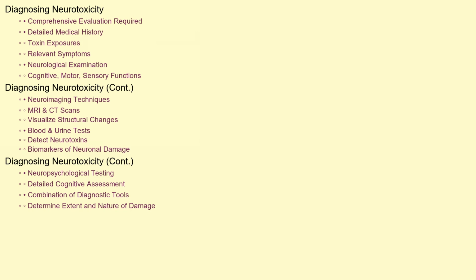Diagnosing neurotoxicity can be complex, often requiring a comprehensive evaluation. This typically involves a detailed medical history, including information about potential toxin exposures and relevant symptoms. A thorough neurological examination is essential to assess cognitive, motor, and sensory functions. Neuroimaging techniques such as MRI and CT scans can help visualize structural changes in the brain. Blood and urine tests may be used to detect specific neurotoxins or biomarkers of neuronal damage. Neuropsychological testing can provide a detailed assessment of cognitive function. A combination of these diagnostic tools helps determine the extent and nature of the neurotoxic damage.